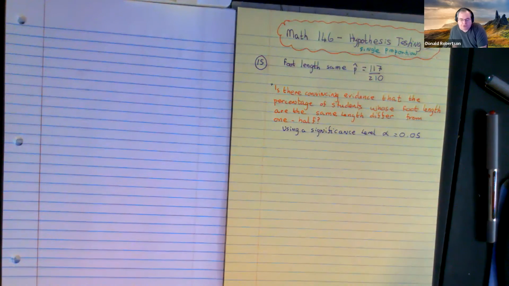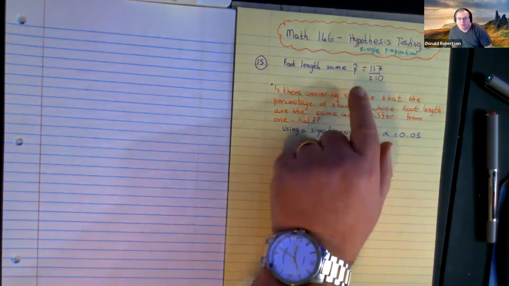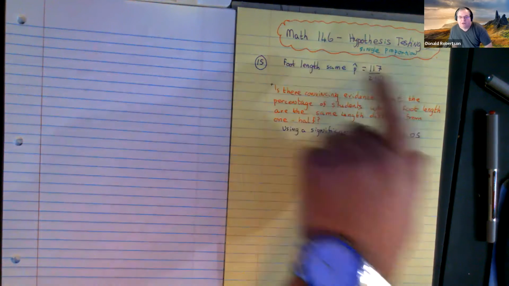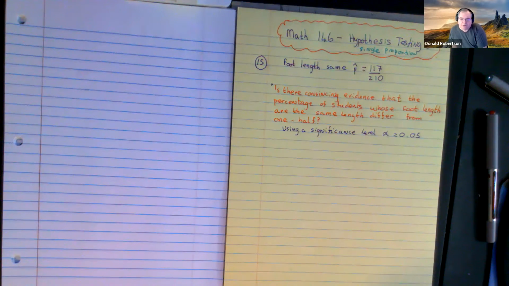They got 210 students and they measured their left and their right foot as accurately as they can to the nearest millimetre. Not a very interesting thing to do, but anyway, they did it. And they found that 117 out of 210 had feet that were the same length. So evidently there are some people whose left or right foot is maybe 1 or 2 millimeters longer than their other one. That probably doesn't really affect anyone, but evidently that's something that's true.